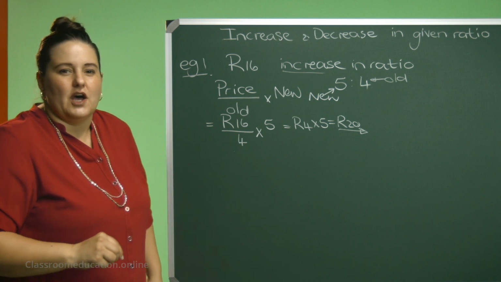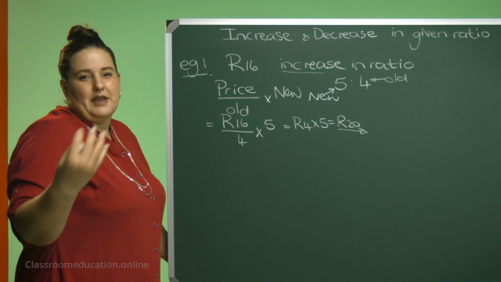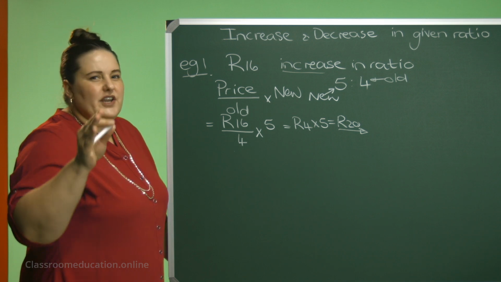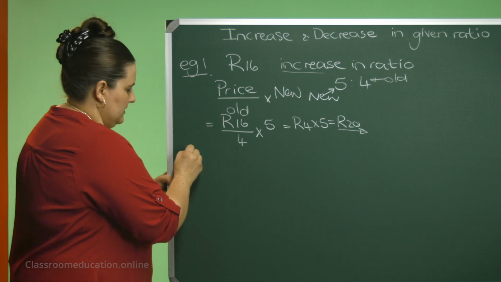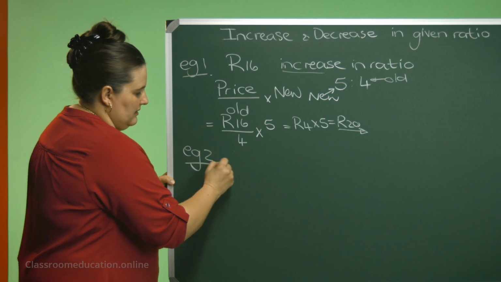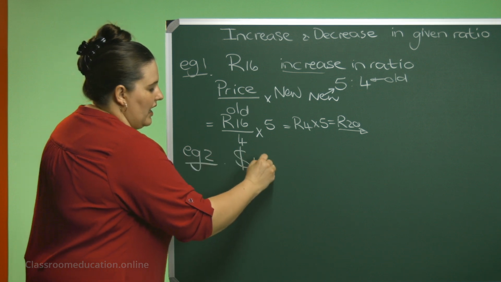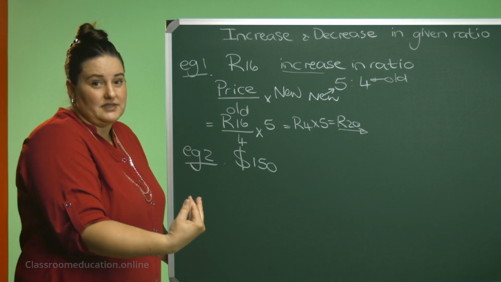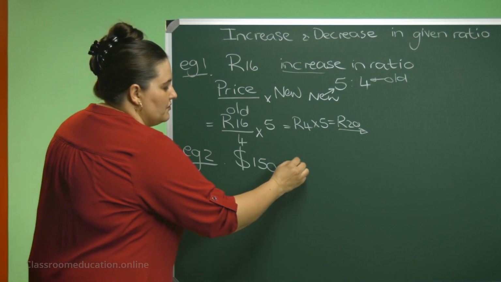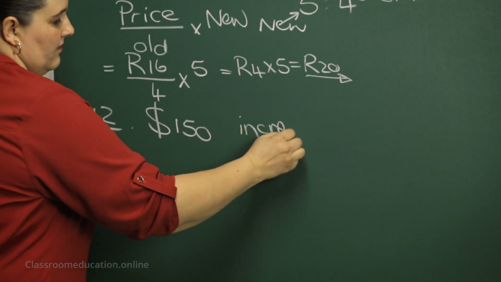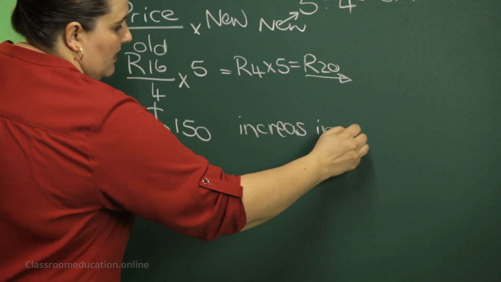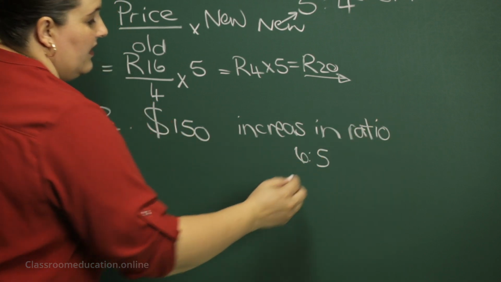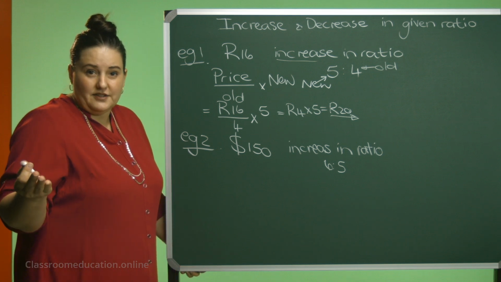Let's do another example. Let's say you are in America and you want to buy an item of $150. So $150, and we are going to increase this price in the ratio 6-5. The ratio 6-5. Then, how do you handle this?